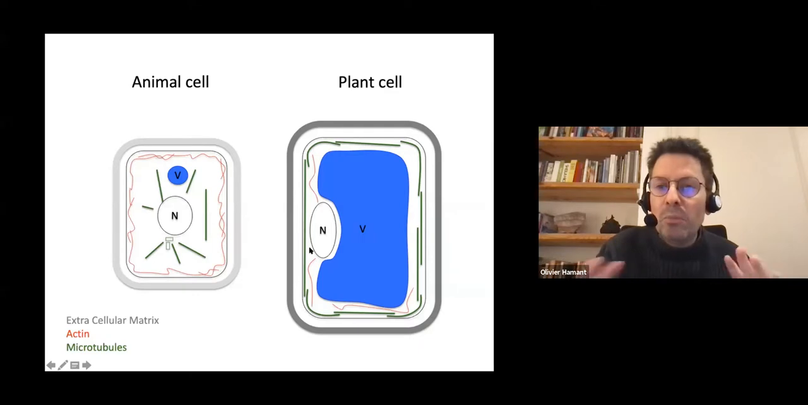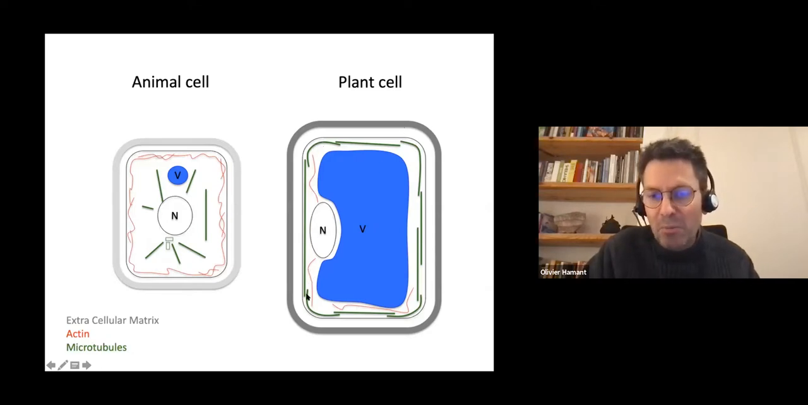And actually, when you compare plants and animals, the two main cytoskeletons, actin and microtubules, have been swapped in a way. So in animals, the actin is at the cortex and it's controlling cell shape, and microtubules are doing most of the vesicle trafficking. Whereas in plants, the cortical microtubules are controlling cell shape and the actin is doing most of the trafficking. But here, of course, I'm interested mostly in the microtubules.